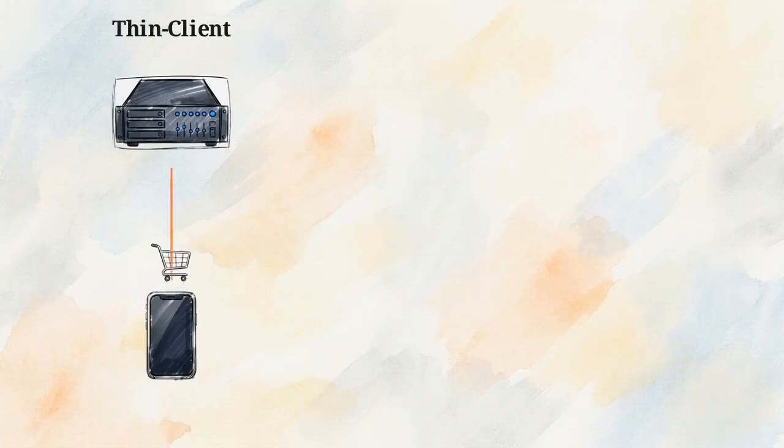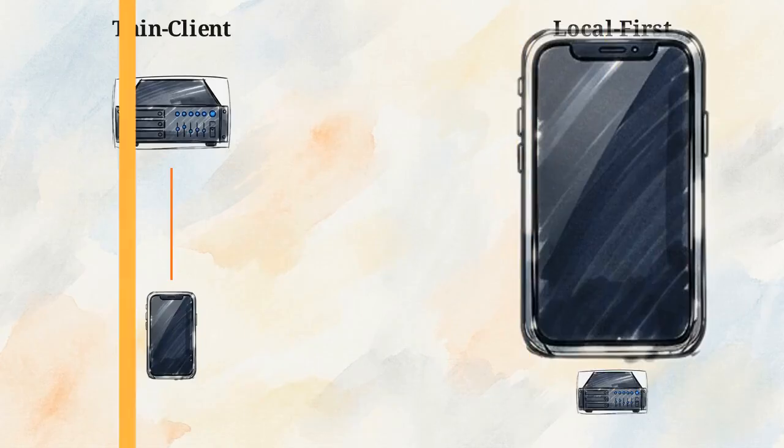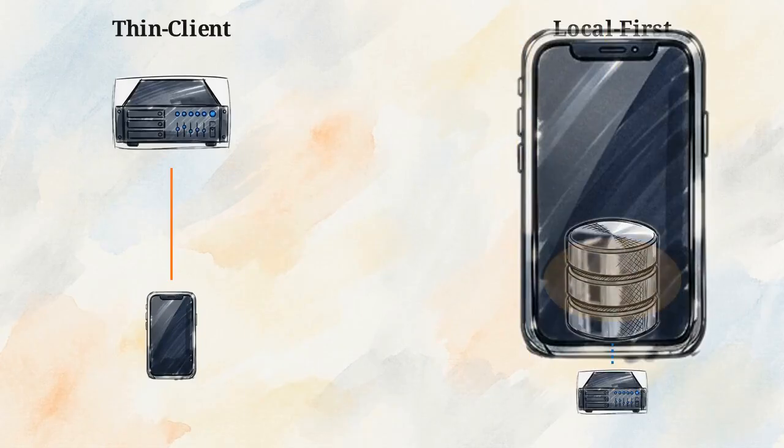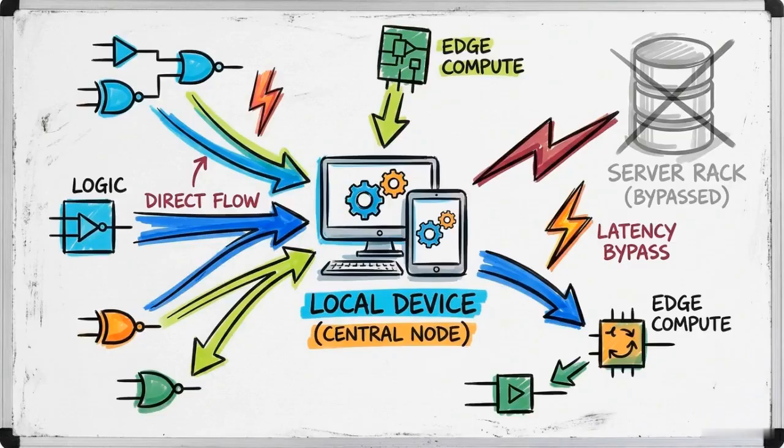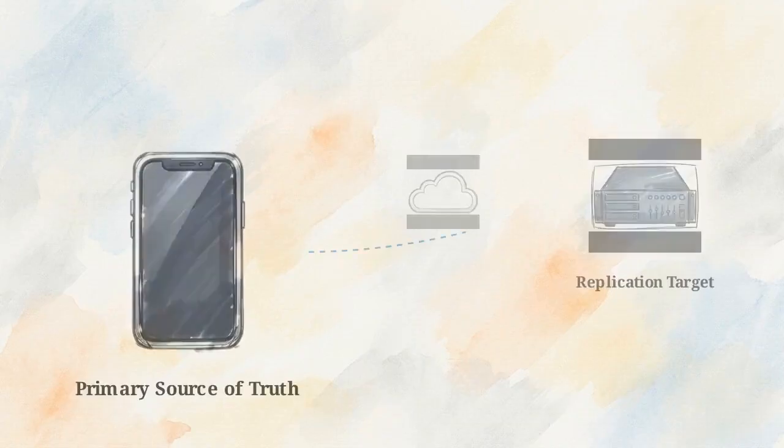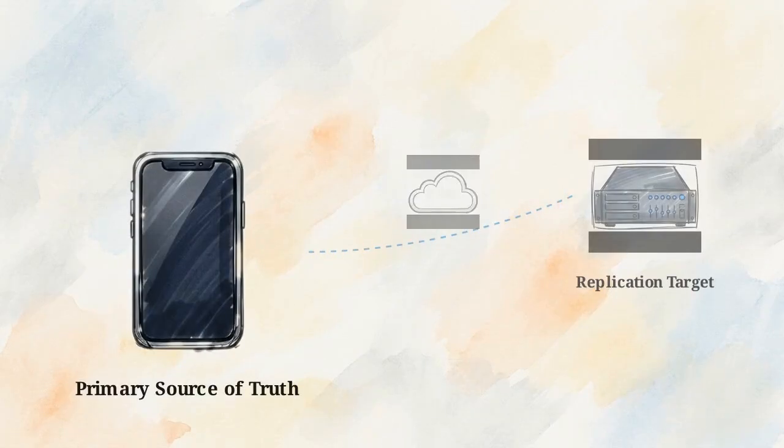To neutralize this failure mode, the traditional client-server relationship has to be inverted. Instead of treating the front end as a dumb terminal, the local device must become the primary source of truth. Every read and write transaction executes directly against a local storage layer. Under this model, the centralized server is stripped of its role as the immediate gatekeeper. It is relegated to a replication target, a system that quietly syncs state in the background when connectivity allows.